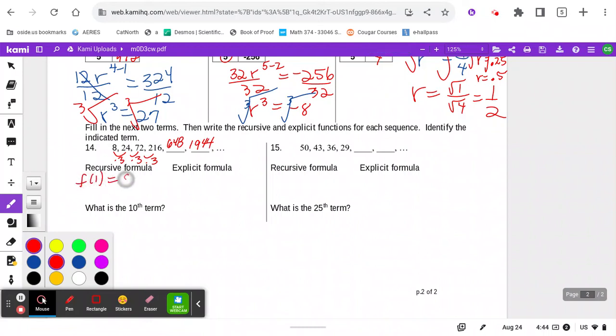And then it's assumed time 1 whenever we're given a sequence, right? So f of 1 equals 8. f of n equals f of n minus 1 times 3. And f of n begins with 8 multiplying by 3 to the power of n minus 1. We then do the 10th term. Grab that calculator. 8 times 3 to the power of 9.